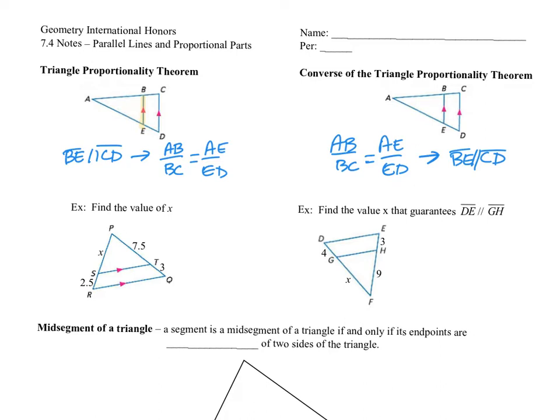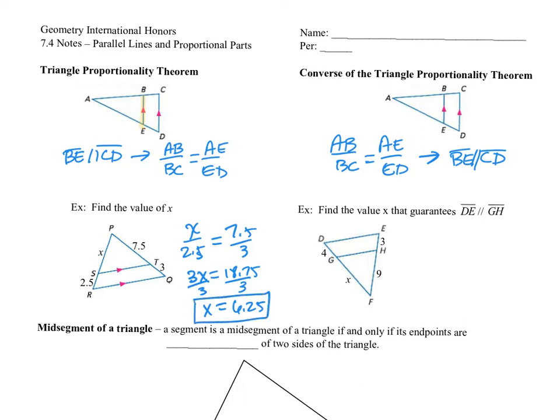So in other words, I can write the ratio of x to 2.5 and set that equal to the ratio of 7.5 to 3. All right, so that's a proportion that we can solve. Well, if we cross multiply, we're going to get 3x equals 7.5 times 2.5 is 18.75. We'll divide both sides by 3, and x turns out to be 6.25. Now, the direction said find the value of x, and we've done that, so this problem is finished.